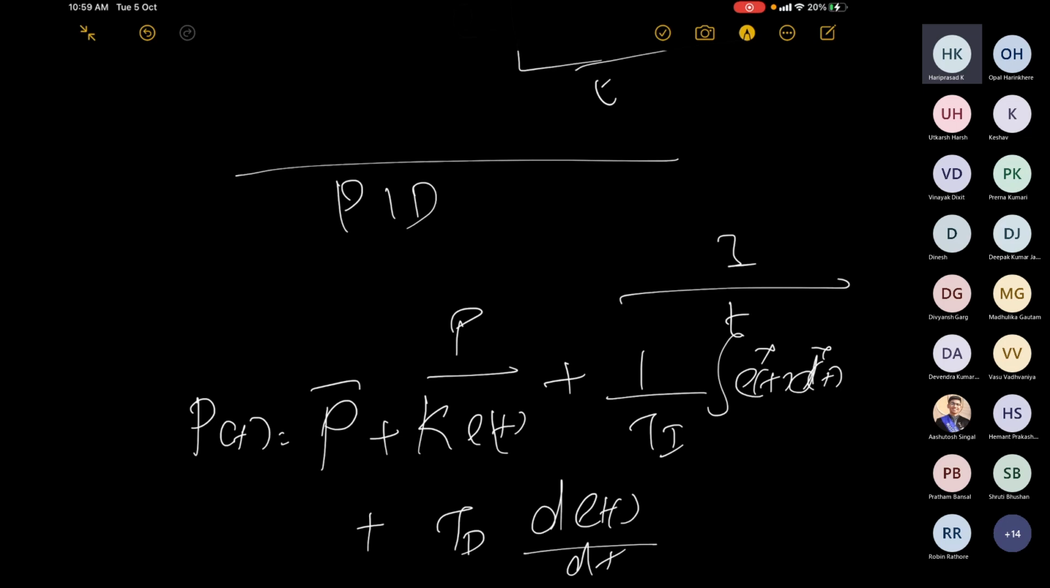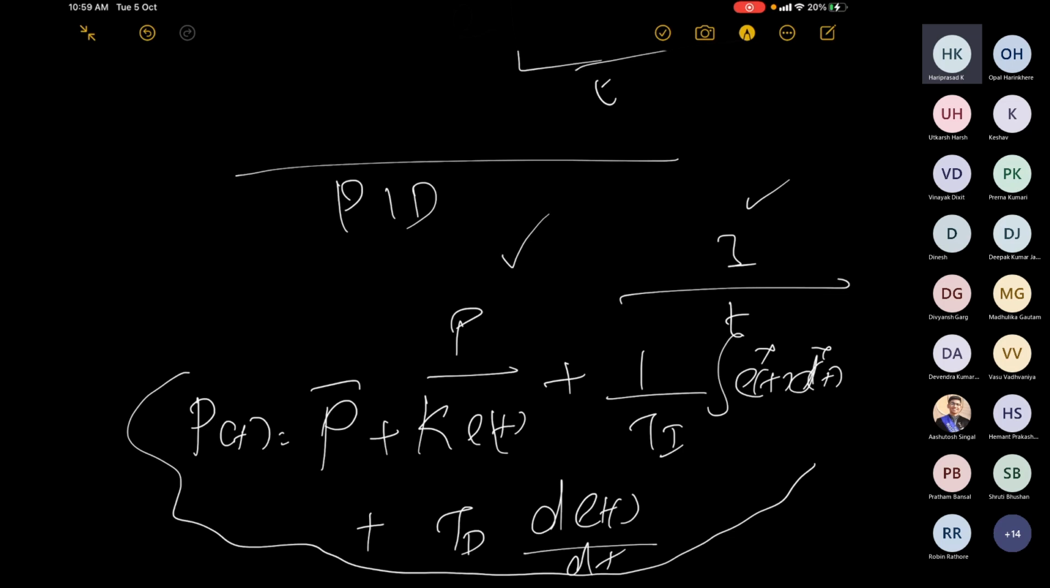So this is the most commonly used control structure because it contains all the trade-offs. If you need an initial pull, P would give it. If you need offset elimination, I would give it. And if you need a directional influence due to the rate of change, the derivative part would do that.